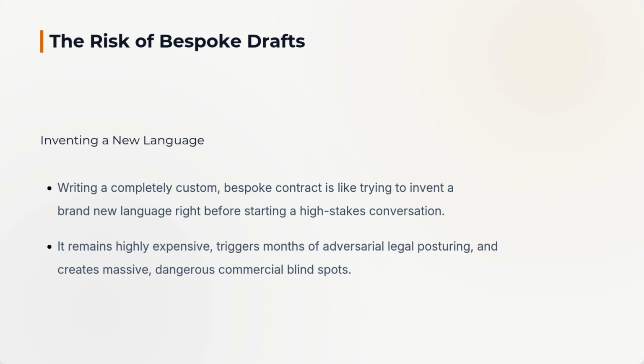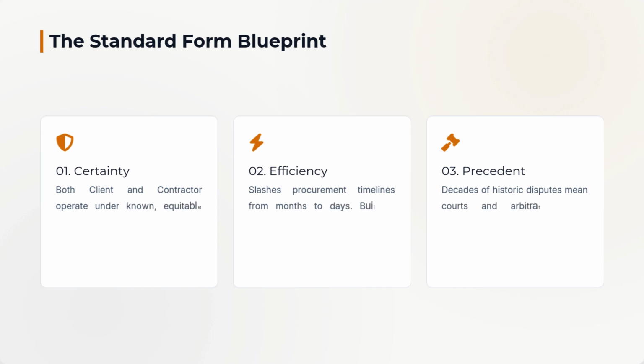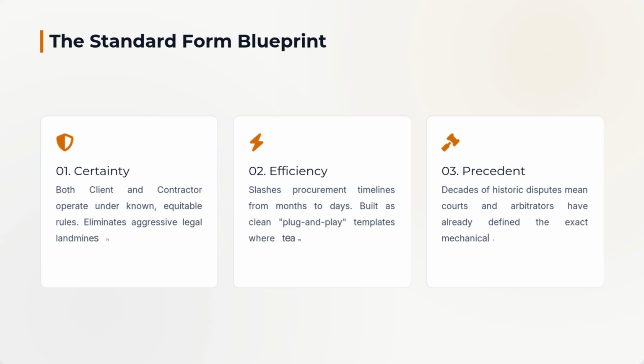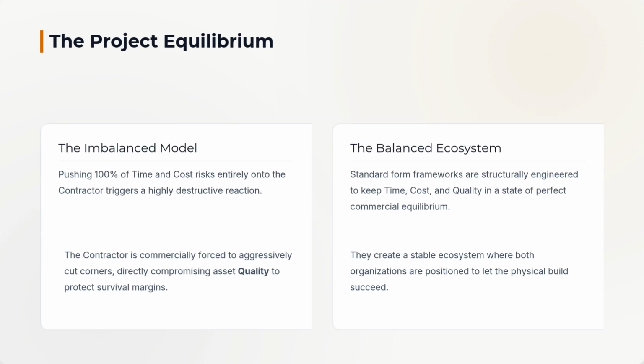This is why the global construction industry relies heavily on standard forms of contract. These are pre-drafted, battle-tested frameworks written by objective industry bodies, engineers, and legal experts. Instead of reinventing the wheel, the industry uses a time-tested blueprint. Why do we use them? 3 massive reasons. Certainty. Both the client and the contractor already know the rules. There are no nasty legal surprises hidden in page 400.